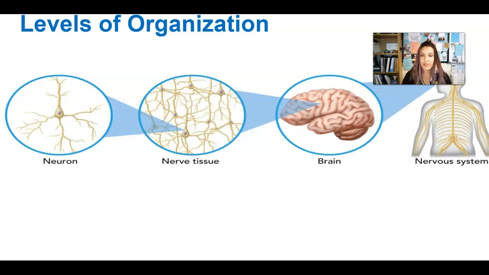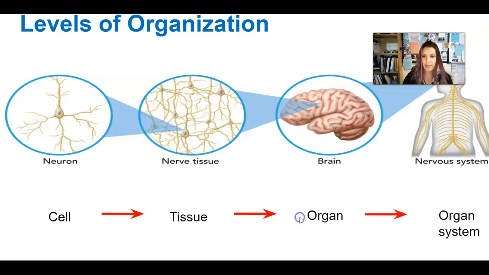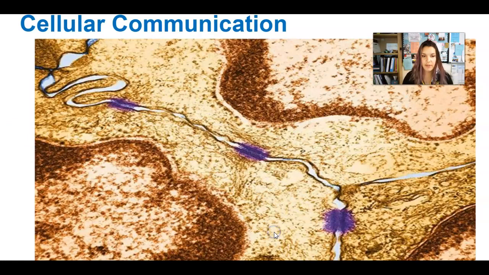Okay, and so we have to talk about levels of organization here. For example, we have a neuron, which would be a cell. We have nerve tissue, and then the nerve tissue would make up the organ, for example, the brain, and then overall the organ system. The organs in the body make up a larger system. In this case, we're looking at the nervous system. So please understand the levels of organization of cells.